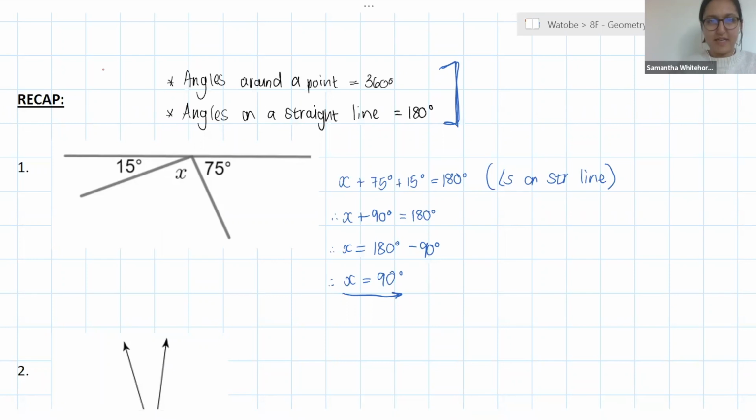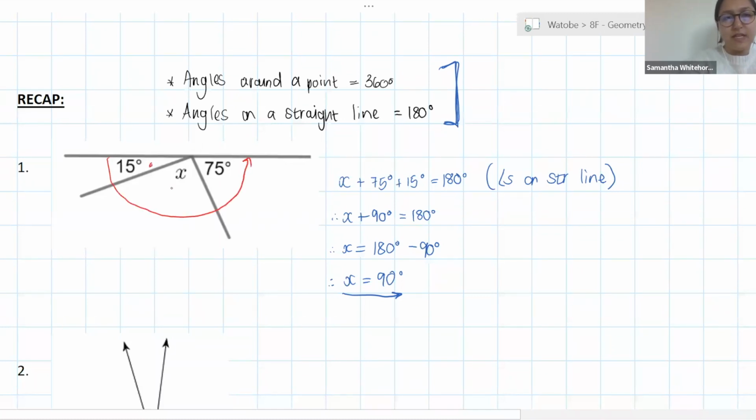Just to go through what this answer is saying, remember, Tando told us that our reason here would be angles on a straight line. If I add all 3 of those angles up, the 15, the X, and the 75, I should get 180 degrees, because if I've got angles all on a straight line, all next to each other, then they need to add up to 180 degrees.